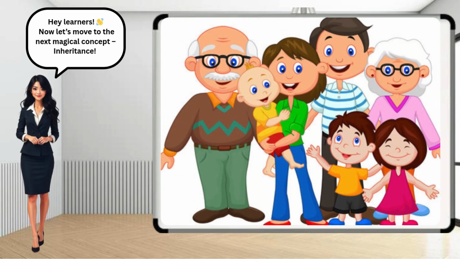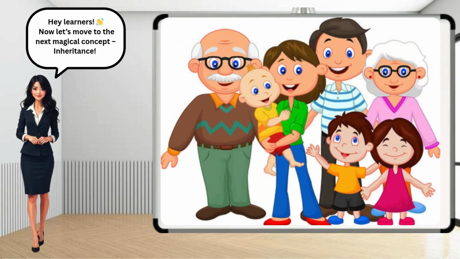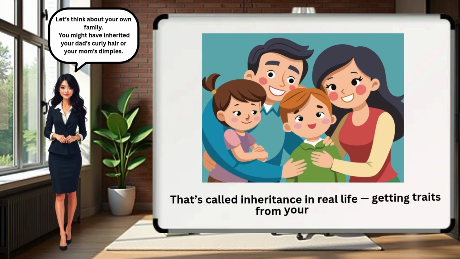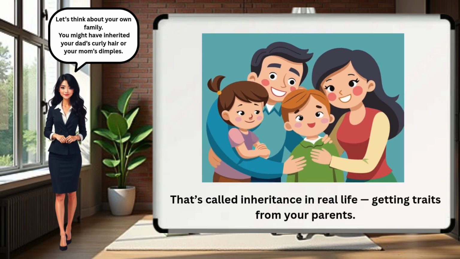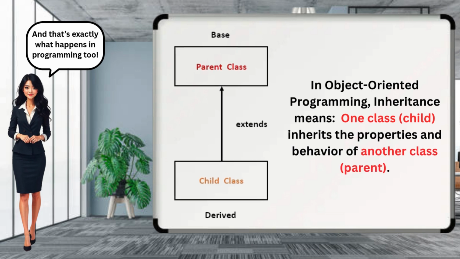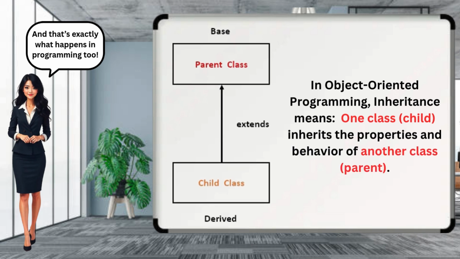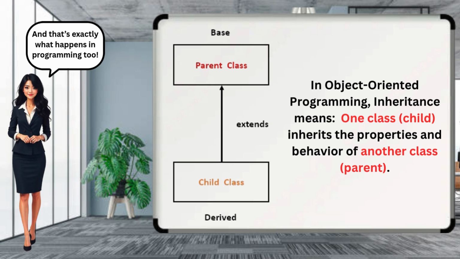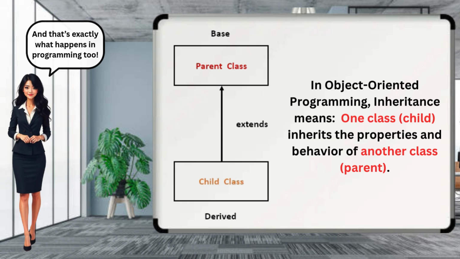Hey learners! Now let's move to the next magical concept, inheritance. Let's think about your own family. You might have inherited your dad's curly hair or your mom's dimples. That's called inheritance in real life, getting traits from your parents. And that's exactly what happens in programming too. In object-oriented programming, inheritance means one class, your child, inherits the properties and behavior of another class, the parent.